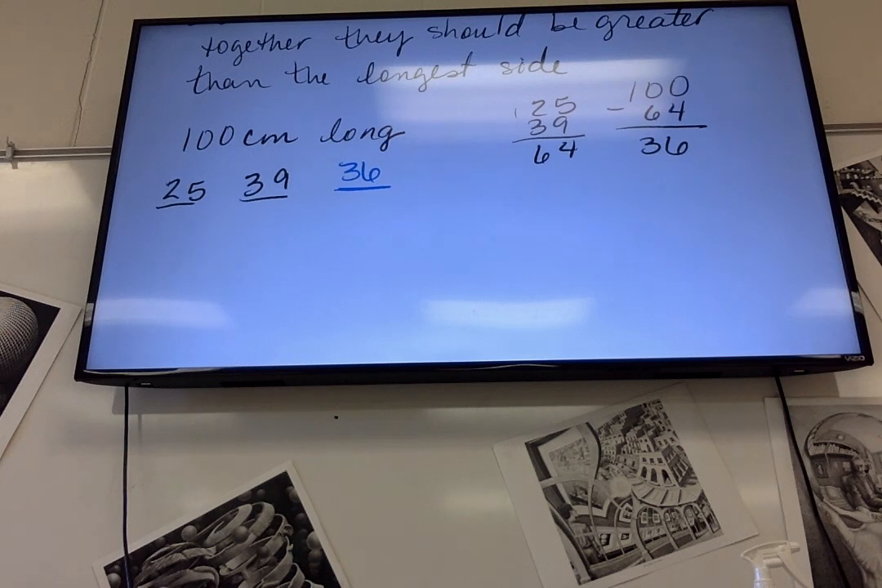What are the two shortest sides on this one? 25 and 36. Add those two together. You use your calculator. How much? 61. Is 61 bigger than the side left out? Yes. So that's why under the column that says triangle, they have yes.